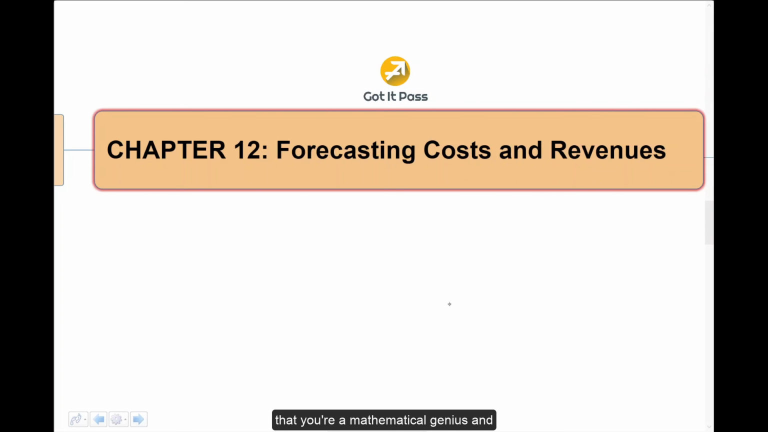It may well be that you're a mathematical genius and this makes sense. It's all very simple. Not every student is like that, but I'm happy for you.